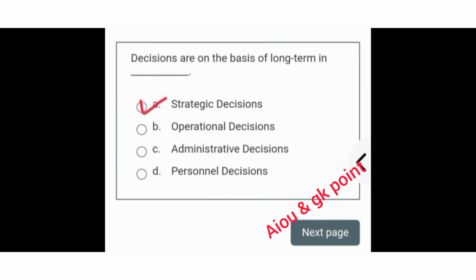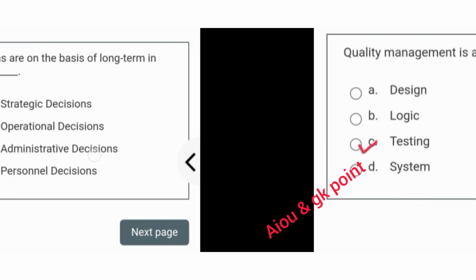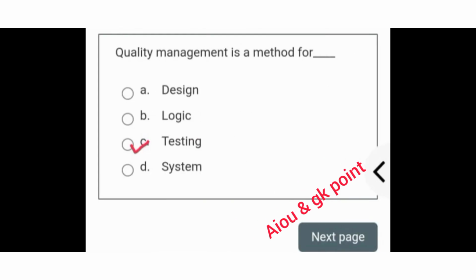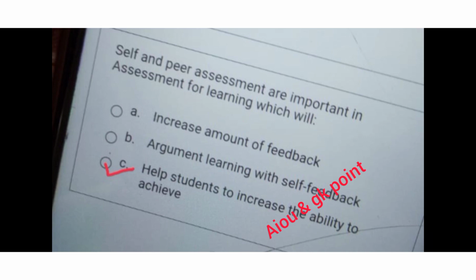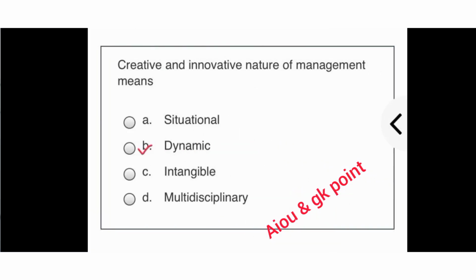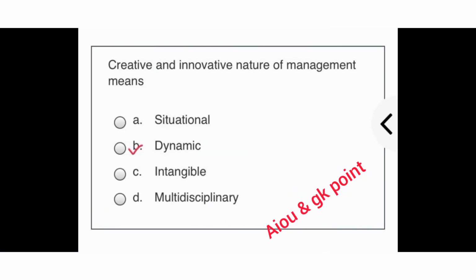Decisions are on the base of long-term is in. Correct option A, strategic decision. Quality management is a method for. Correct option C, testing. Self and peer assessment are important in assessment for learning, which will. Correct option C, help students to increase the ability to achieve. Creative and innovative nature of management mean. Correct option B, dynamic.